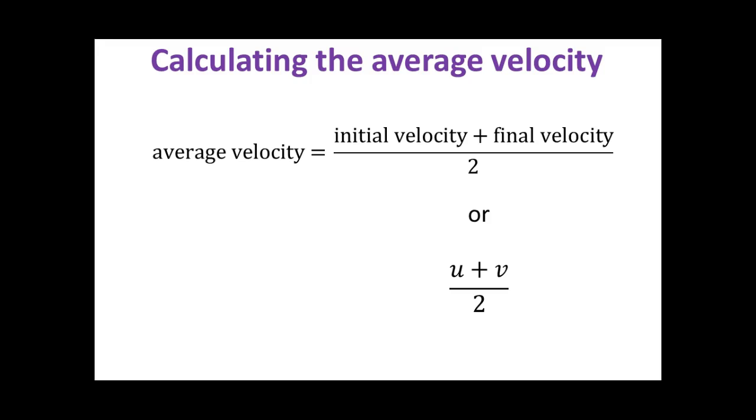So in the case of the average velocity, we start with the initial velocity and we add it to the final velocity and then divide both by 2. So that will give us an average velocity over the entire journey. Or in symbols, if you remember, U stands for initial velocity and V stands for final velocity, then we can just show that as (U + V) / 2.